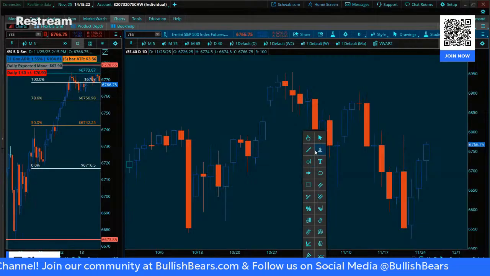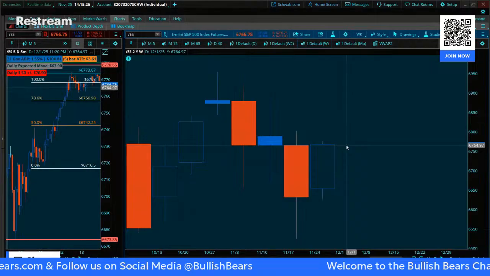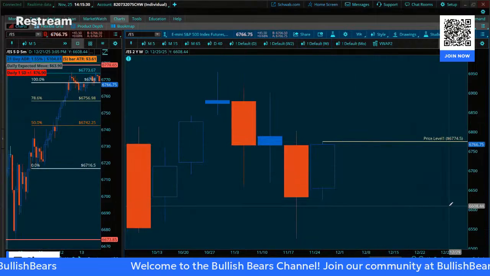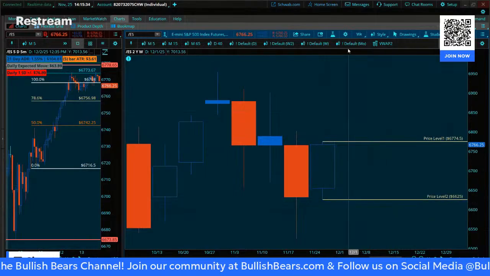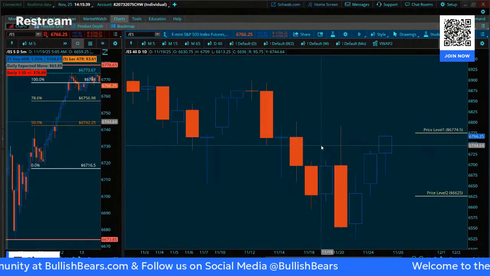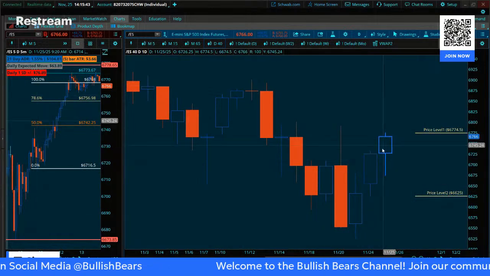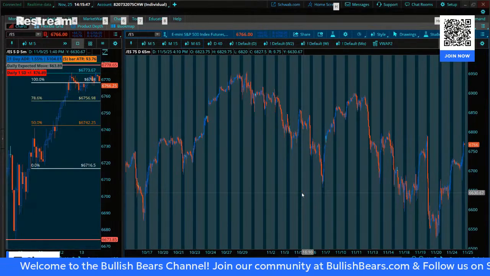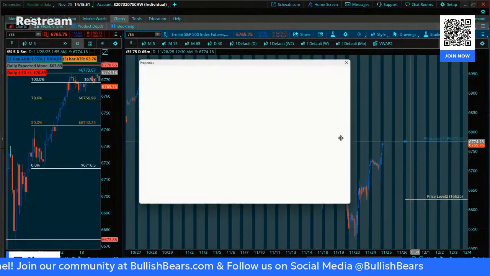Well, one single weekly candle, for an example, between this week's high and this week's low, if I open that up on a daily, well, now this week's high and this week's low has two candles. Okay, that's not too bad. What about on an hourly? Now we've got a lot more candles.